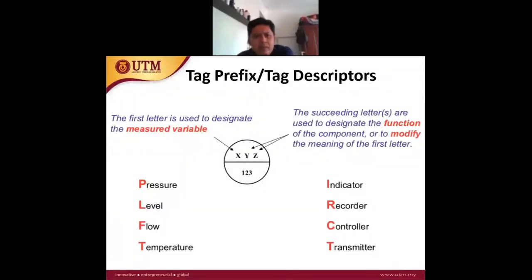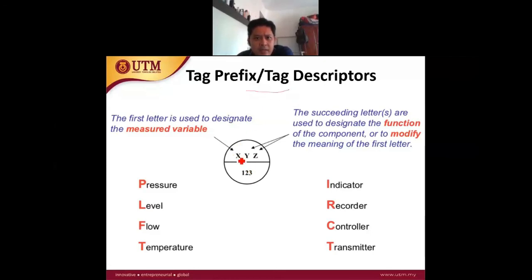So for example, we have our equipment, and then we have our tag, two lines of text, top and bottom. The tag is inside the circle, and there is a line dividing the tag. We will explain that later. So this is the tag.